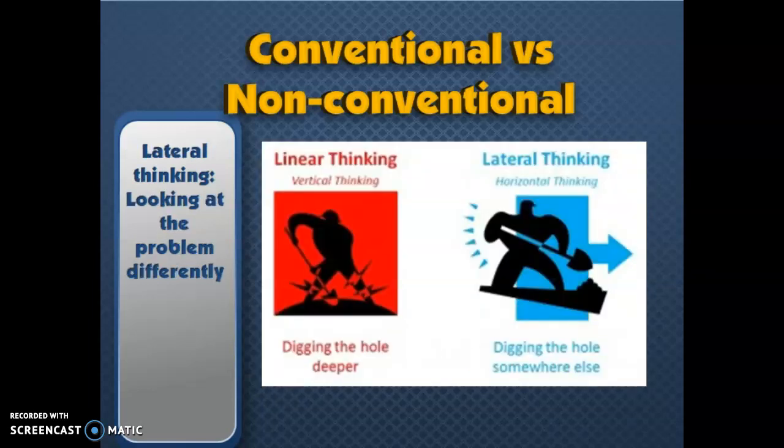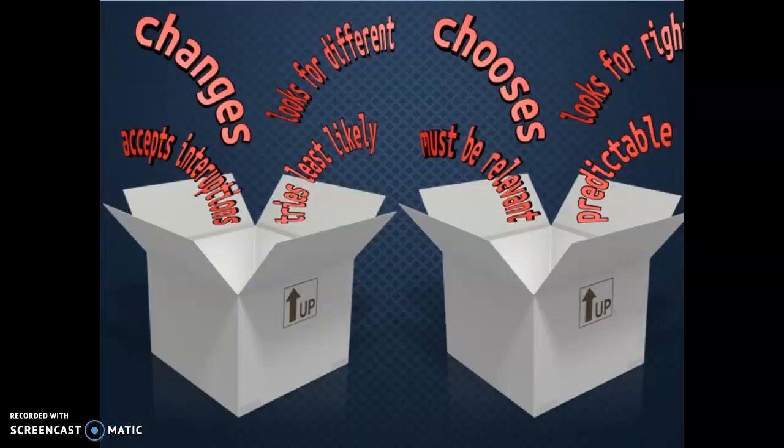The third concept that we looked at in grade 10 was lateral thinking. And that means simply looking at a problem differently. So to kind of look at the difference between lateral thinking and conventional thinking, I've got two boxes.